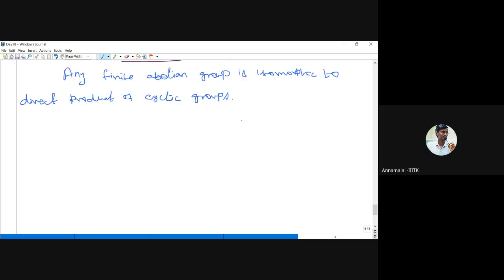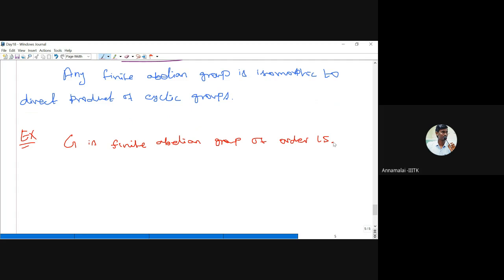Let me give an example, so how to find the cyclic groups and how to write this. For example, suppose G is a finite abelian group. Suppose we take some order; suppose I am taking 15. So G is a finite abelian group of order 15.